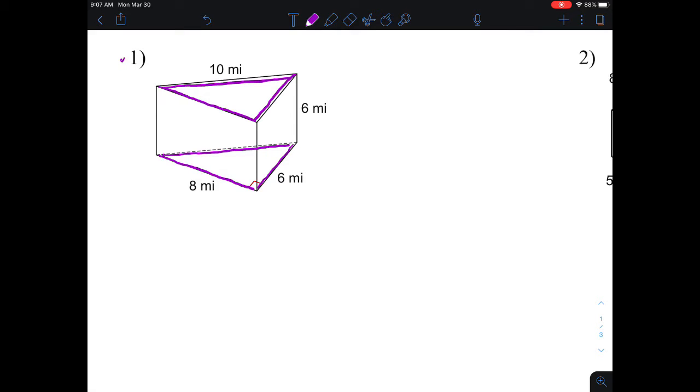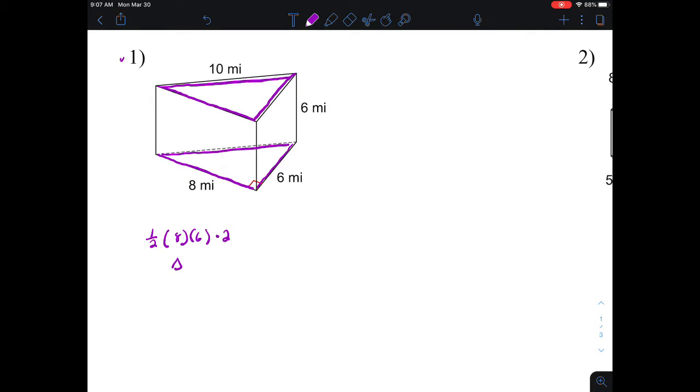The area of one of those triangles is going to equal 1/2 times base times height, which would be 1/2 times 8 times 6. Now, I have two of them, and so I have to multiply that area by 2. So I'm going to times that by 2. So that's that triangle area that I have there.